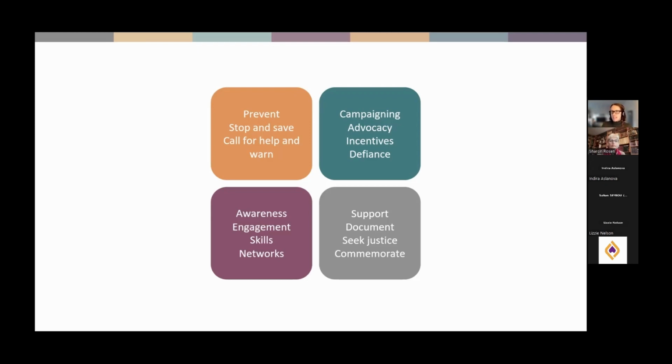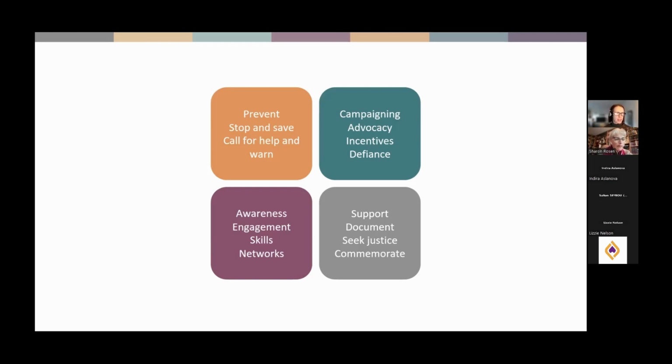Something very immediate is happening. A girl is being subject to hate speech on the bus right now, or there's a mob gathering outside a minority place of worship. Something very immediate that's happening now. How do we prevent such things happening? How do we stop them from happening and save the people who are facing them? How do we call for help and warn people when we're not actually able to stop it from happening ourselves? So emergency tactics.